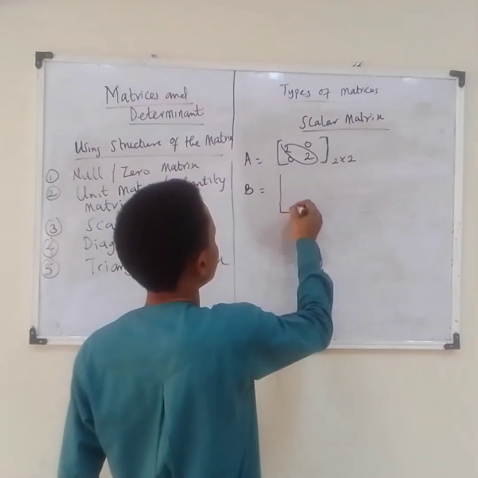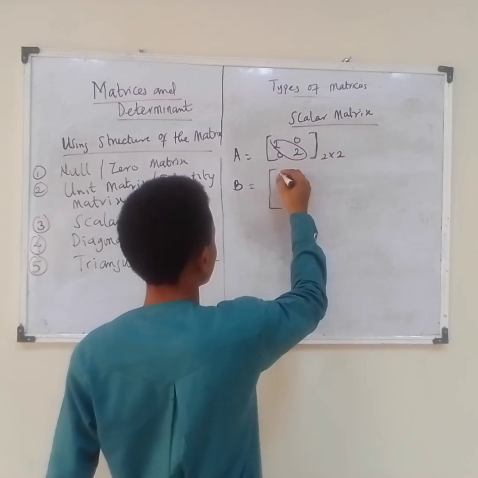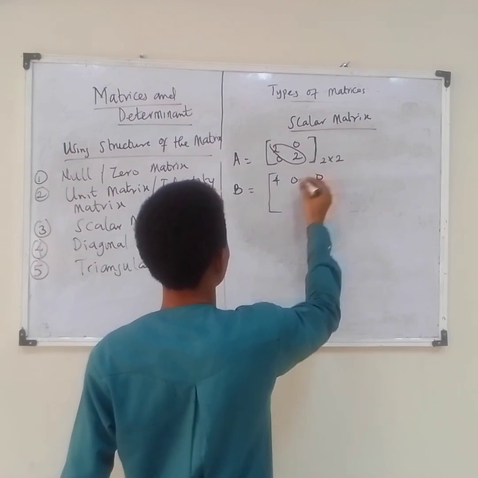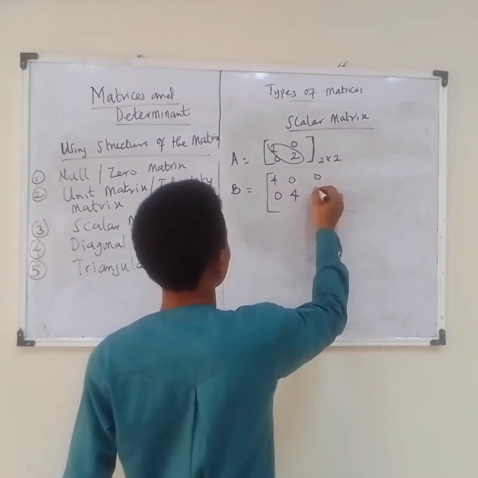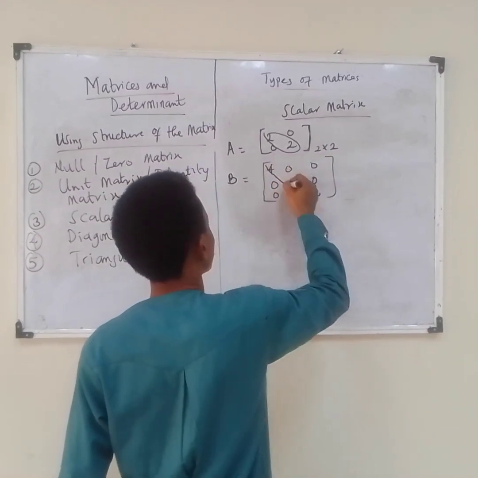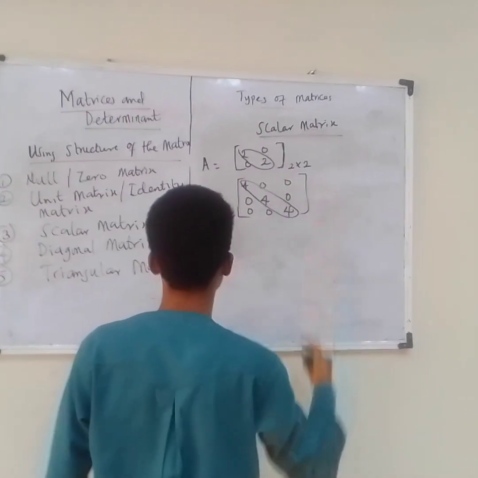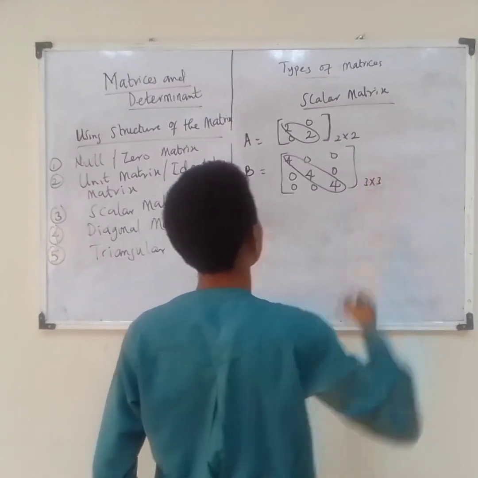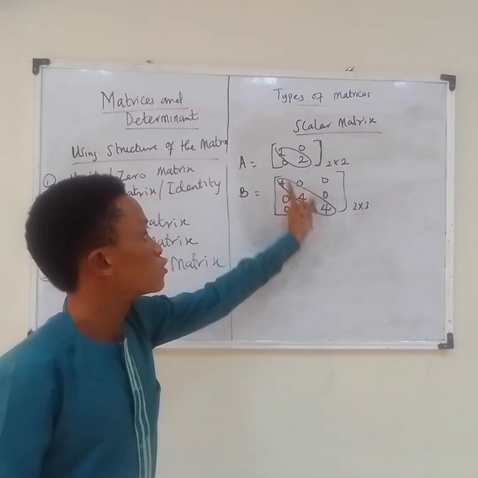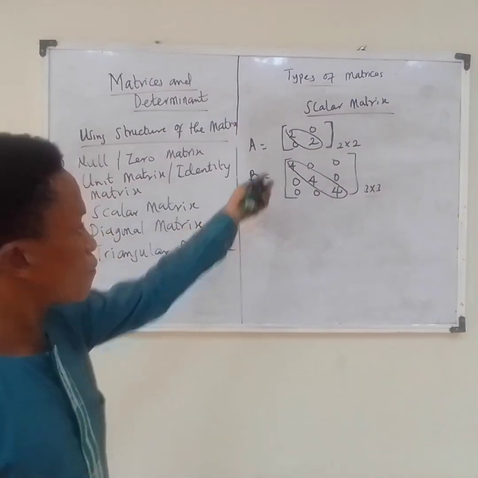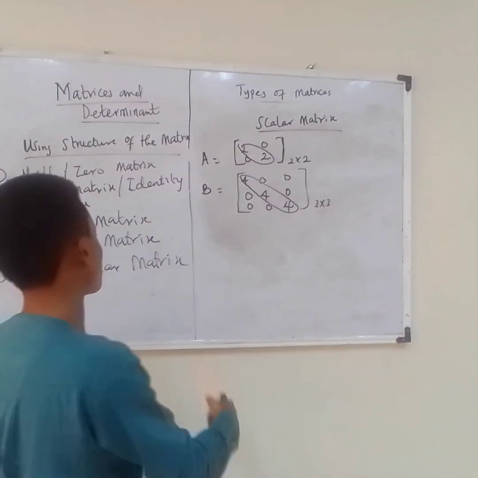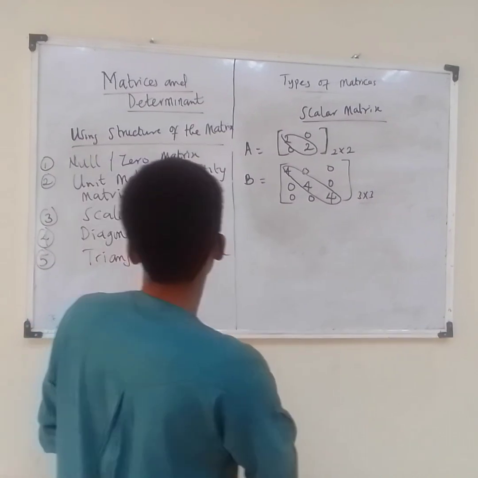Let's say 4, 0, 0, 0, 4, 0, 0, 0, 4. Now, what we have in the leading diagonal is 4 all through, this is a scalar matrix. In the identity matrix, we have 1 all through. But here we are having a different respective number, apart from 1. That is what we call scalar matrix.